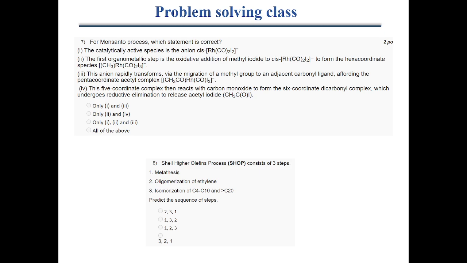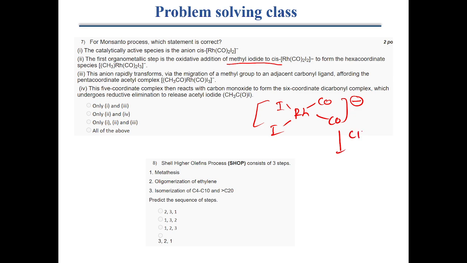Now the seventh is the Monsanto process. For the Monsanto process, which statement is correct? The catalytically active species is the anion cis-[Rh(CO)2I2]-. Yes, this is right. Diiodorhodium dicarbonyl will come first. Then the first organometallic step is the oxidative addition of methyl iodide.